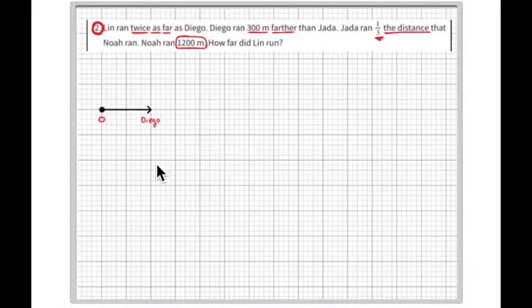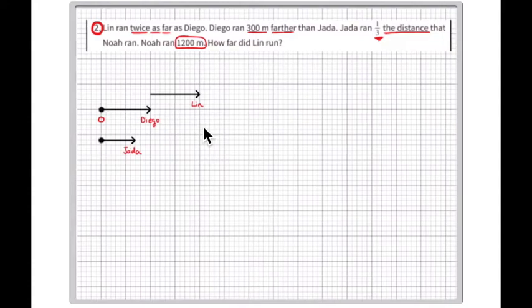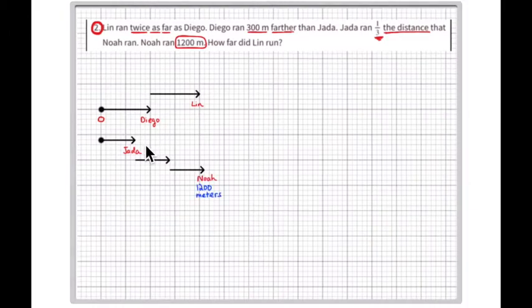And so I drew an arrow diagram. Now, I don't know how far Diego ran, so I just drew an arrow. I do know that he started at 0 and ran a certain distance. So I just draw an arrow, and then what happened? Lynn ran twice as far. So Lynn ran twice as far as Diego. So just draw another arrow of the same length, and that's the distance that Lynn ran. And Jada ran 300 meters less than Diego. So just draw a shorter arrow, compare that to Diego, and this is going to be 300 meters less.